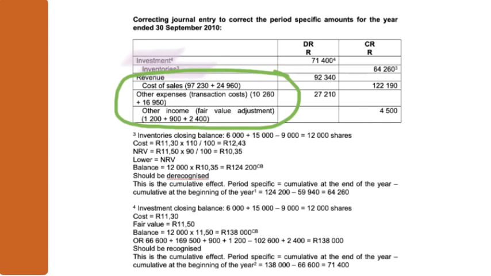So it's different from the opening journal entry, the one on 1 October. There we could only use balances because we work with opening balances. This is the period specific journal, so you can change income statement and balance sheet amounts.